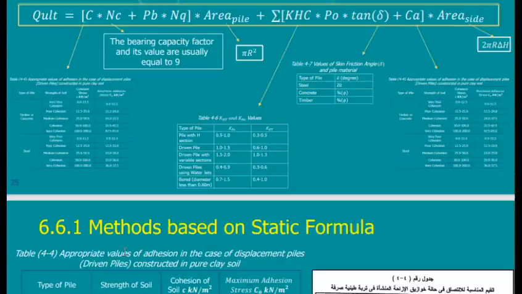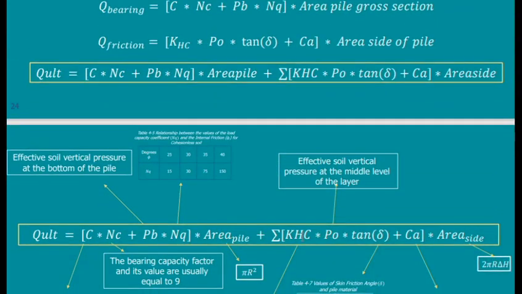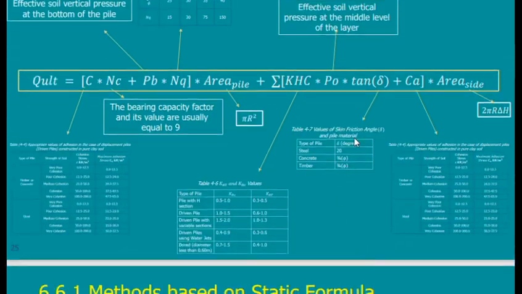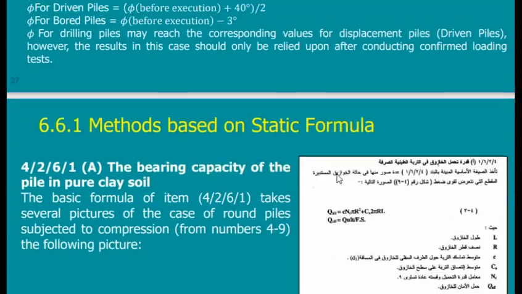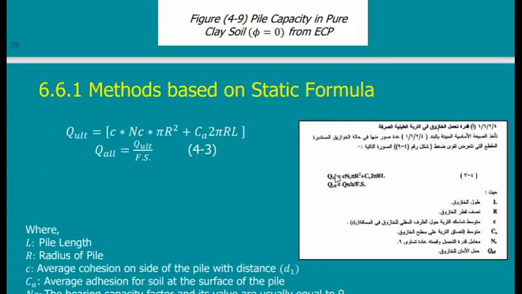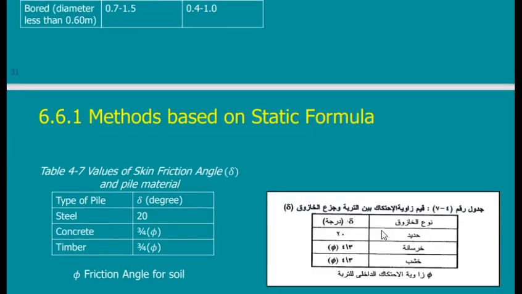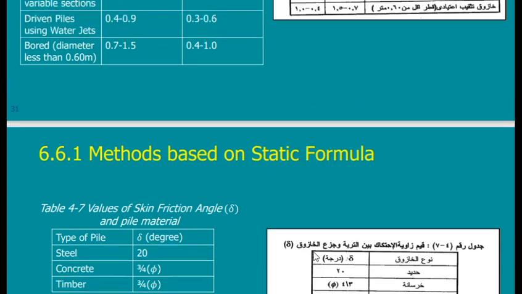So this is KHC. Delta: there is also a table for delta. I go to the table of delta. This is the table of delta. Depending on the type of the pile, steel or concrete or wood, I take the value. If you look at the value, you will find that it is an equation. It relates delta to phi. So here it is 3/4 of phi. I know the phi of the soil, then I can get delta.